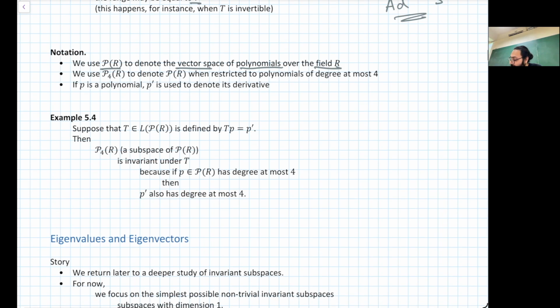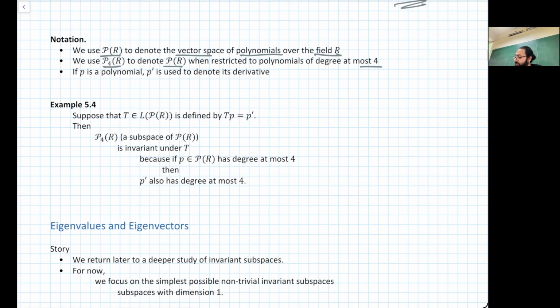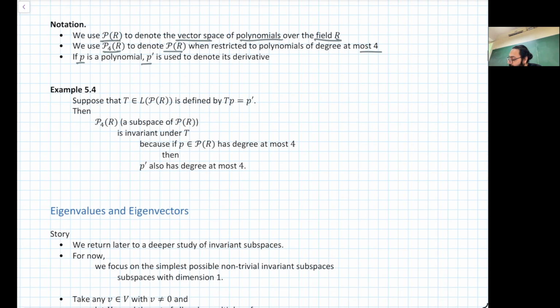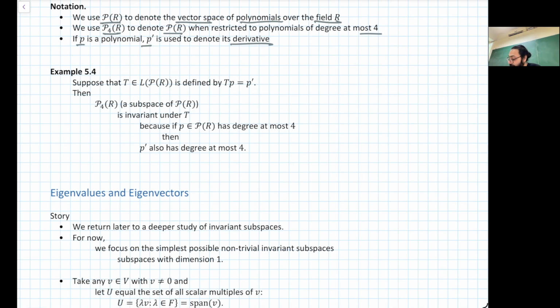This we've seen many times. P4 is basically polynomials of degree at most 4. This is very similar to our previous notation. And if P is a polynomial, P prime is used to denote the derivative. These are standard things that we've seen. I'm just introducing them for the example, to get some handle on interesting subspaces.